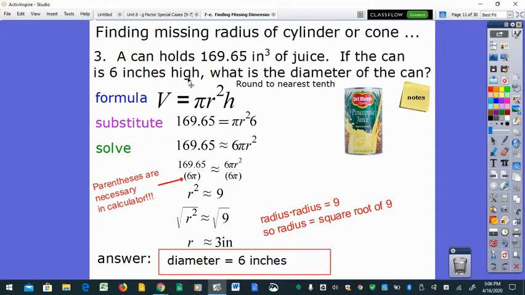If the can is 6 inches high, that is the height, that is the H. What is the diameter of the can? Now I'm going to have to worry about that diameter at the end, but let's get to that in a second. Again, always rounding to the tenth.